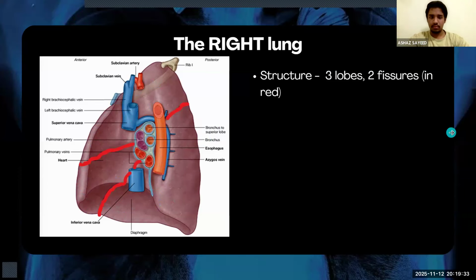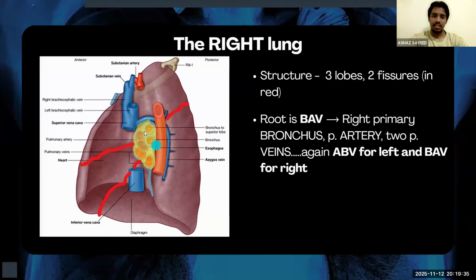Again, you have the hilum, same thing. And here the root is BAV instead of ABV, because here you have your bronchus coming first. You can see this, the bronchus is the highest, and then you have your artery. Your pulmonary artery is the second thing, just below it. There's the bronchus, just below is the artery, just below is the vein. So you have 2 pulmonary veins on both sides. Again, remember this: ABV for left, BAV for right.